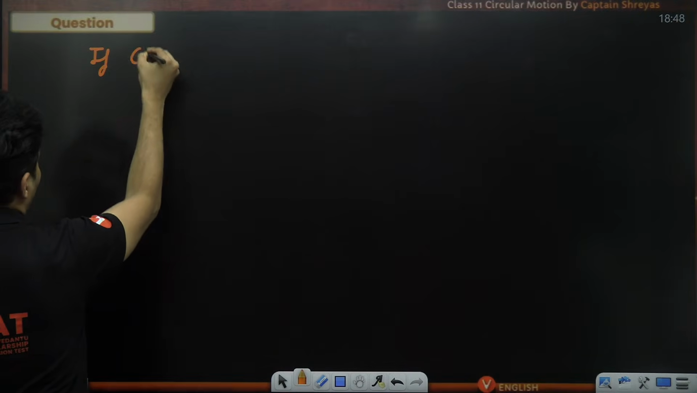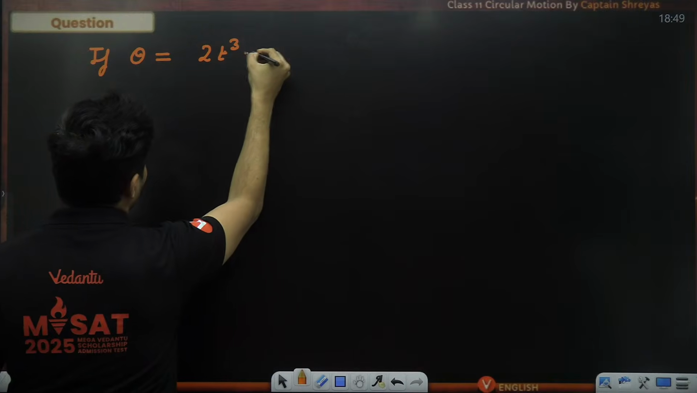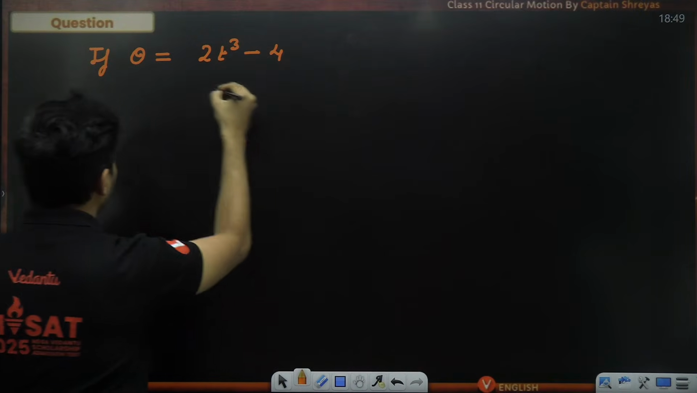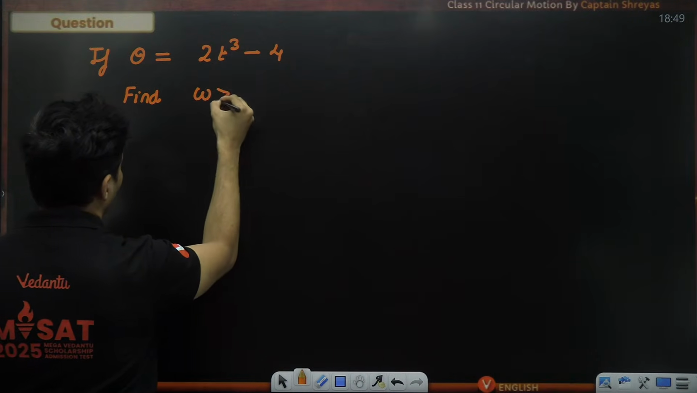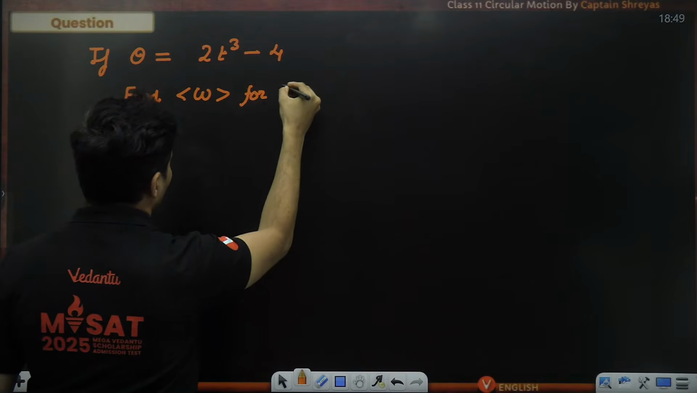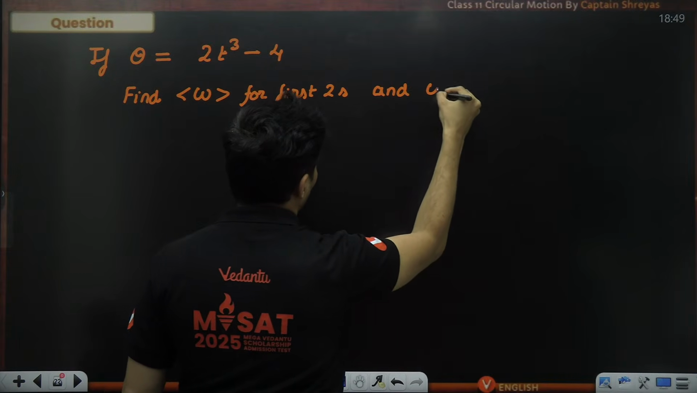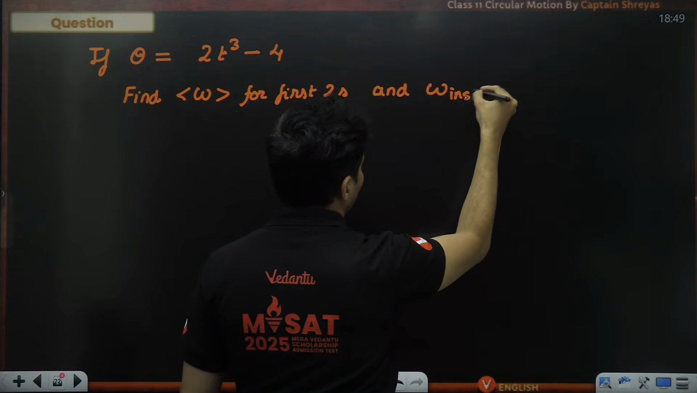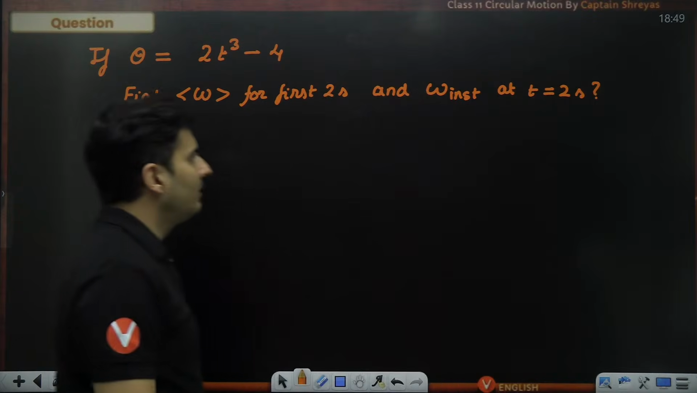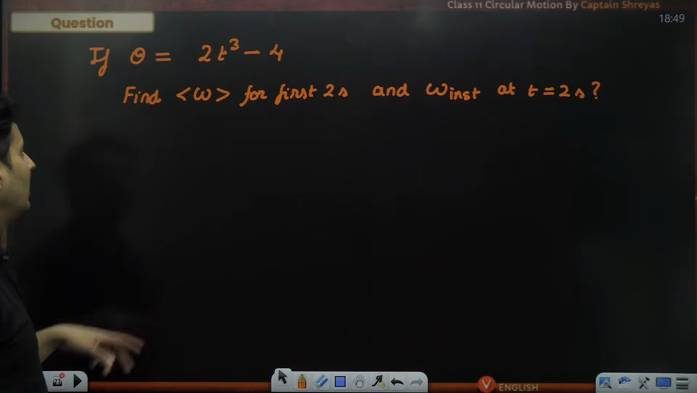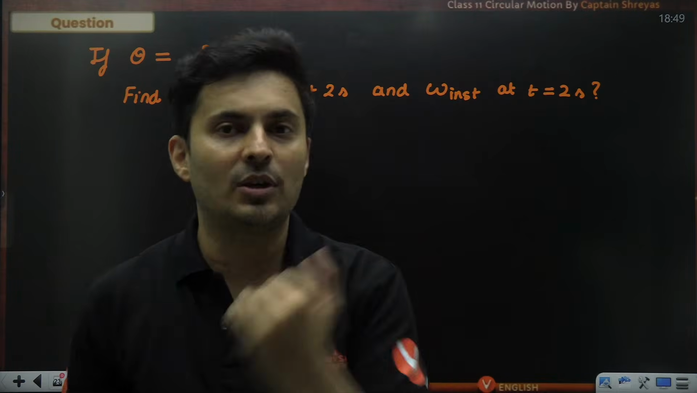If the angular position is given by 2t cube minus 4, find omega average for the first 2 seconds and omega instantaneous at t equal to 2 seconds. Completely different questions, but based on the same data. Find average angular velocity and instantaneous velocity till 2 seconds and at 2 seconds.